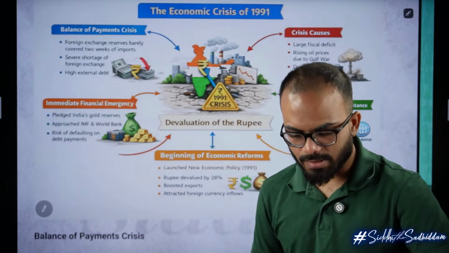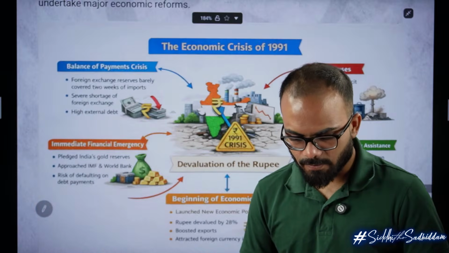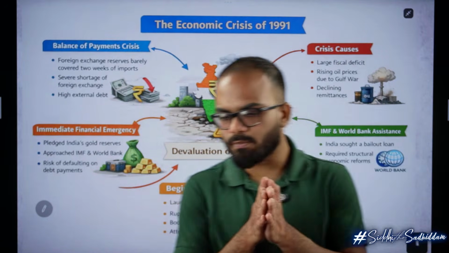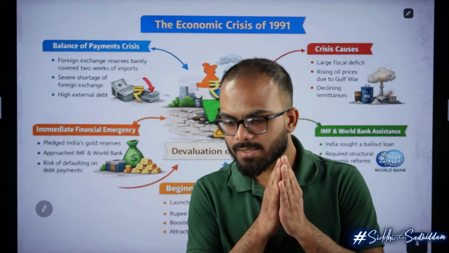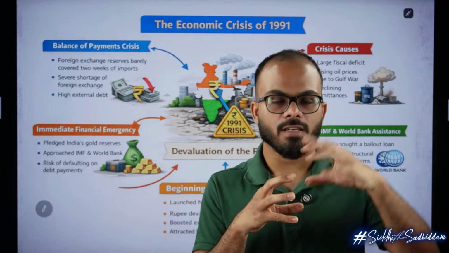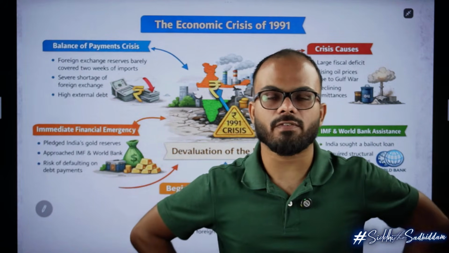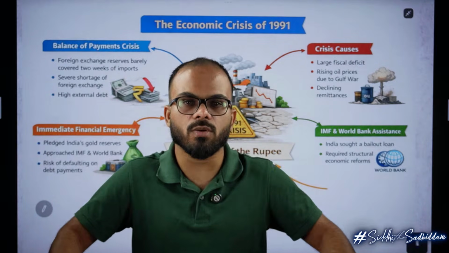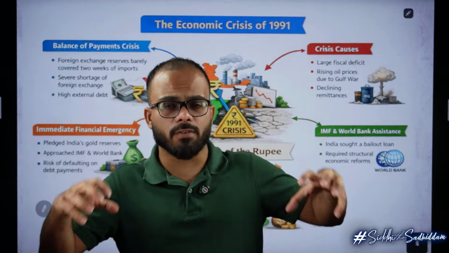Because of all these things, we saw a crisis. The crisis is known as the balance of payment crisis. Now the balance of payment crisis was because of two major reasons. One major reason was that we were not exporting anything. We did not have enough money to buy things.